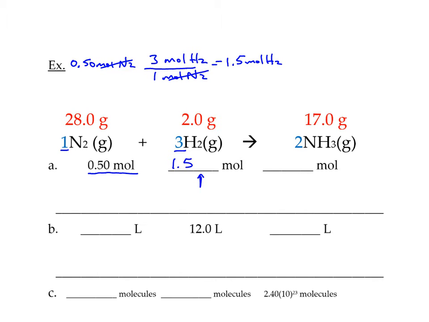Let's suppose you want to get the last blank over here for the ammonia. You start again with your 0.50 moles of N2, and then you want to get rid of moles of N2 and change it into moles of NH3, and there is 1 mole of N2 for every 2 moles of NH3. So you write this down, and you multiply that and you get 1.0 moles of NH3.